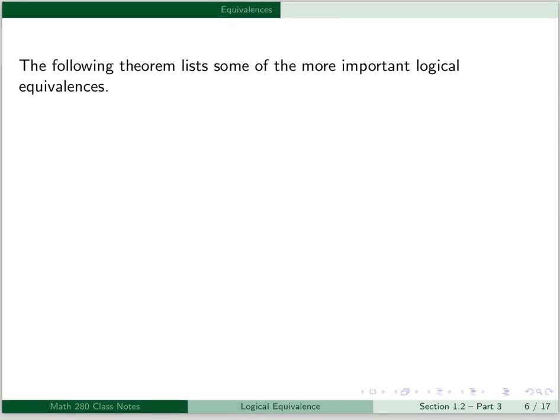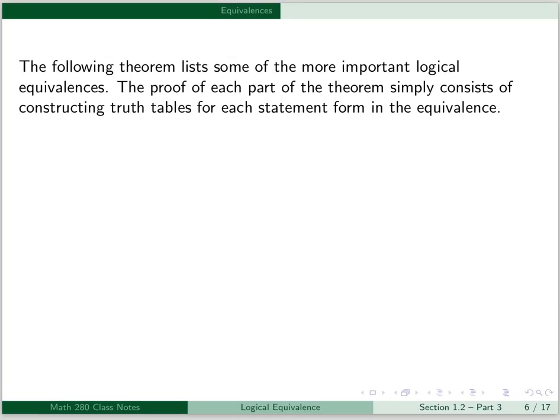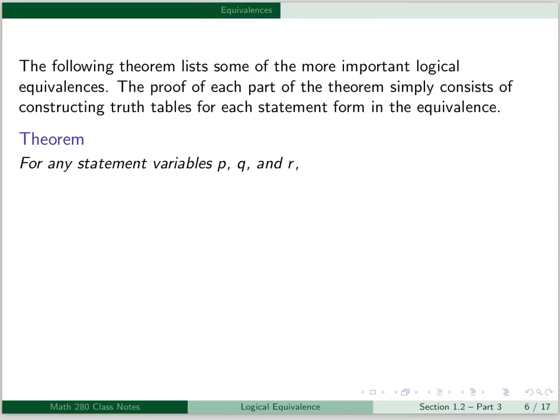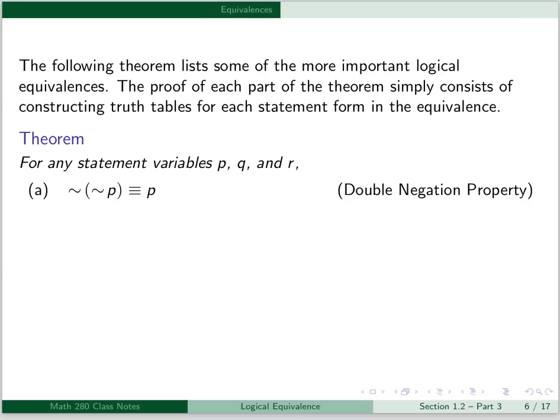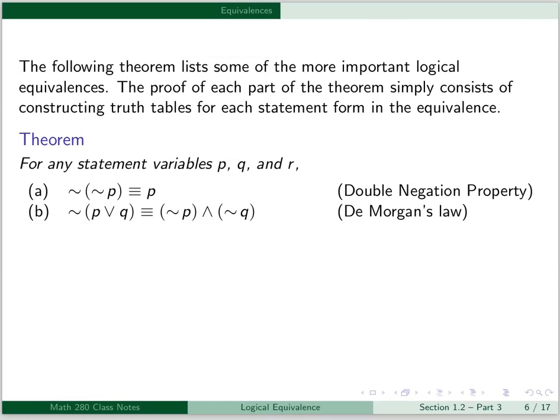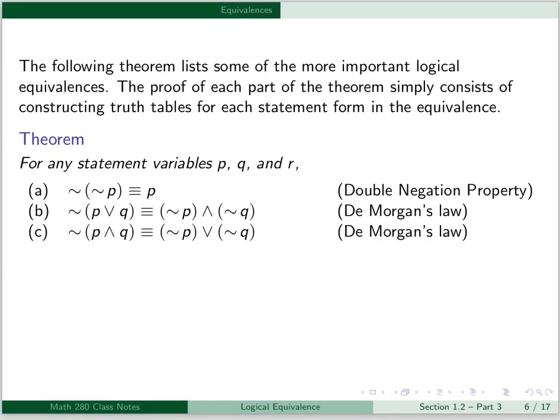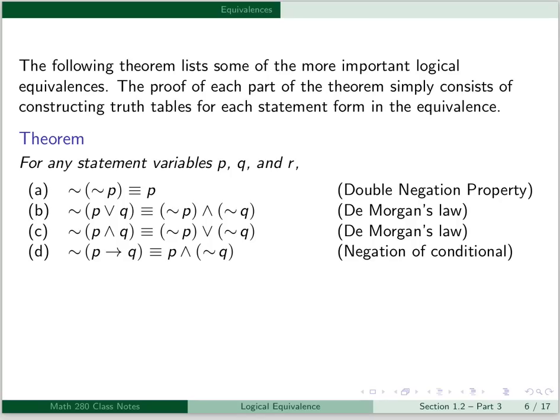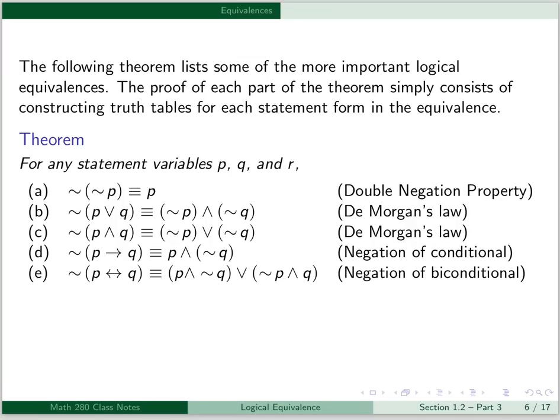The following theorem lists some of the more important logical equivalences. The proof of each part of the theorem simply consists of constructing truth tables for each statement form in the equivalence. So for any statement variables P, Q, and R, we have the following equivalences: the double negation property, De Morgan's law, the second De Morgan's law, the negation of the conditional, and the negation of the biconditional.